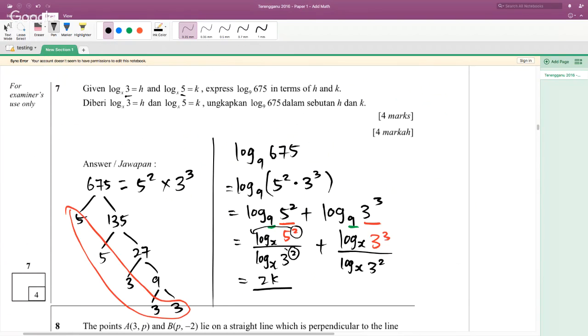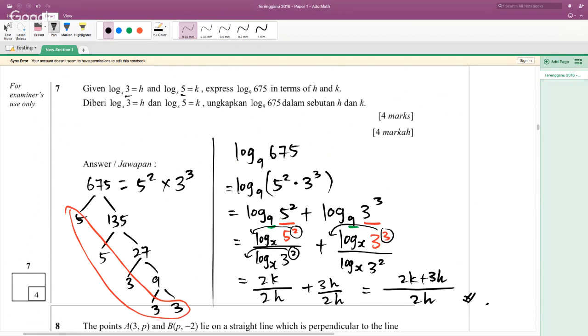And the square, 2, you can move in front also, right? Log x 3 is basically equal to h. So this one is over 2h. Same thing, the 3 I can move in front. This one is called 3h over 2h. All right, so I'm going to join them together. So I will say 2k plus 3h over 2h. Okay, yeah, just like this.